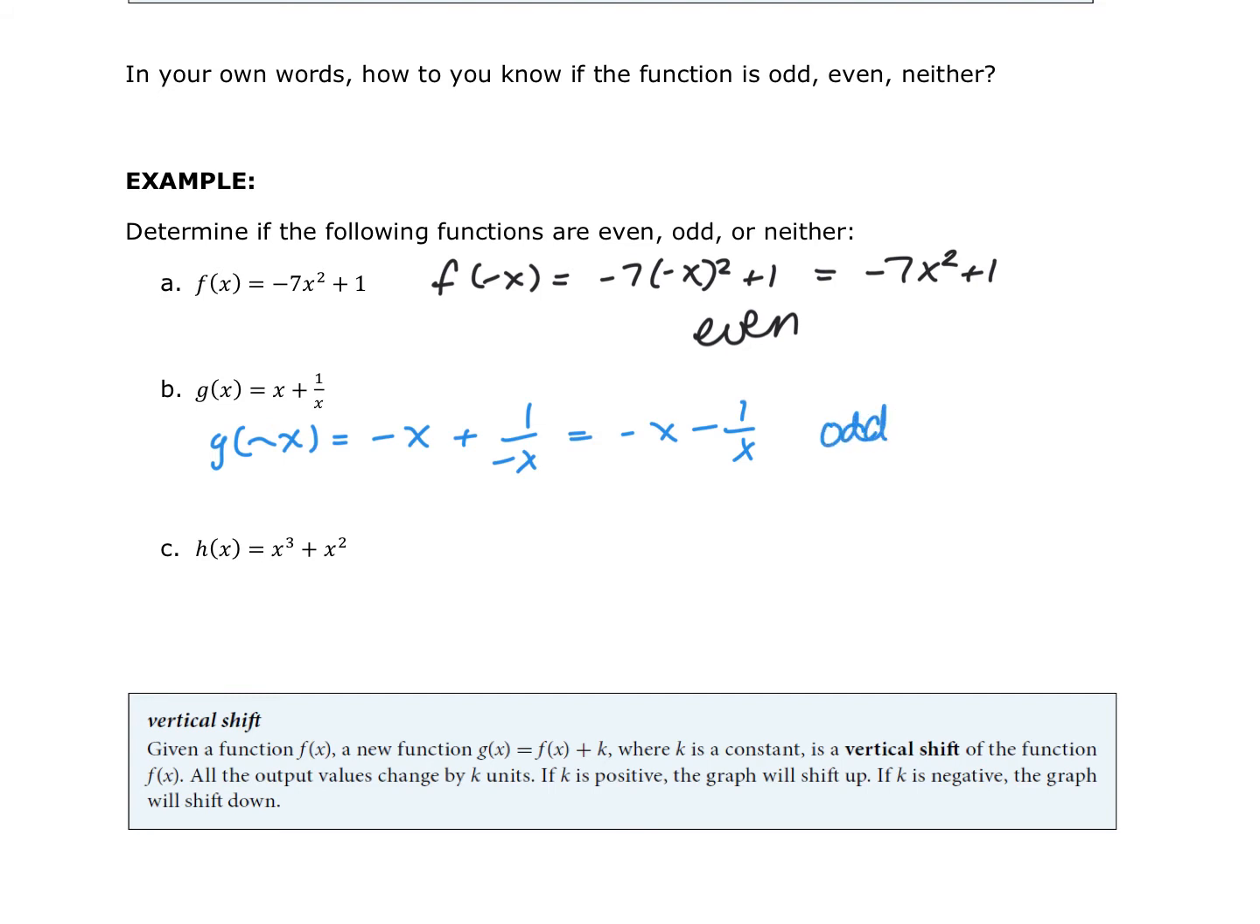Let's take a look at our last example. H of negative x is negative x raised to the 3rd power plus negative x, the quantity squared, which gives me negative x to the 3rd plus x squared. Now, my x to the 3rd became a negative x to the 3rd, but my x squared stayed a positive x squared. So this is a mix, and so we say this one is neither.